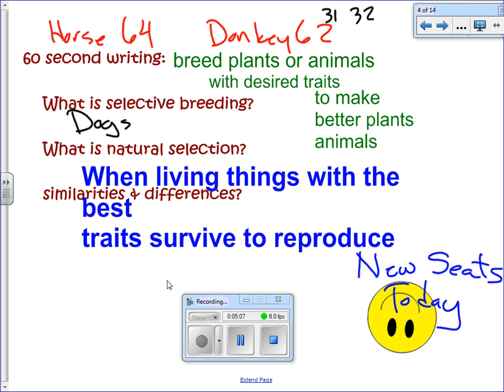Yes. And so a mule is a very interesting example because you're right. This wouldn't be a very good example of selective breeding because once you get the mule, you can't pass those traits on. Okay, so let's go back to this.